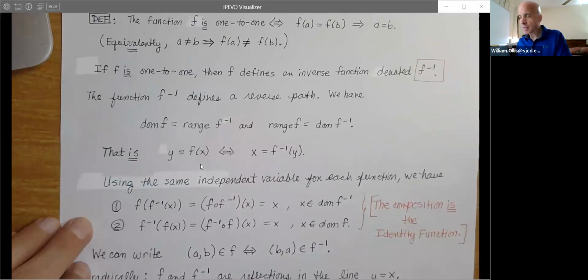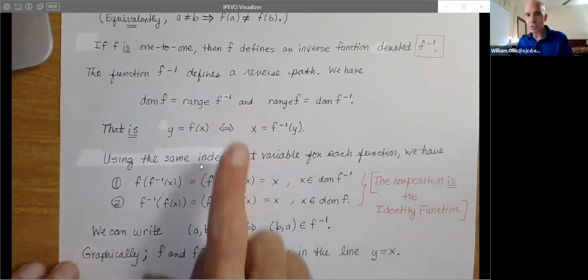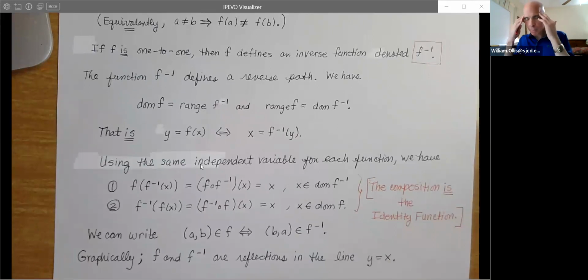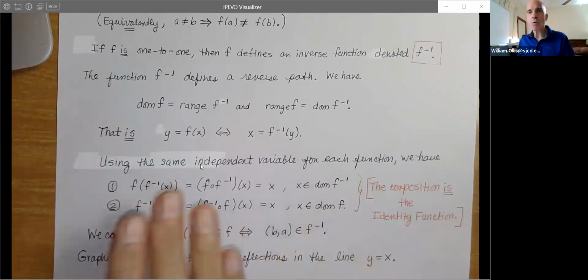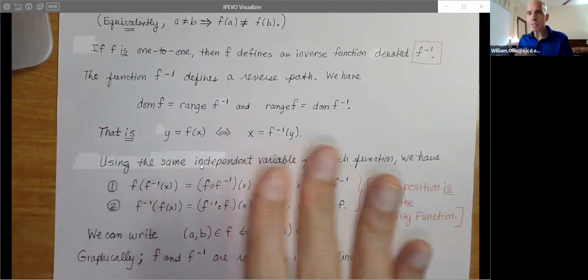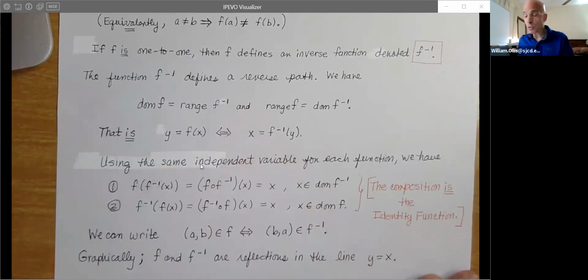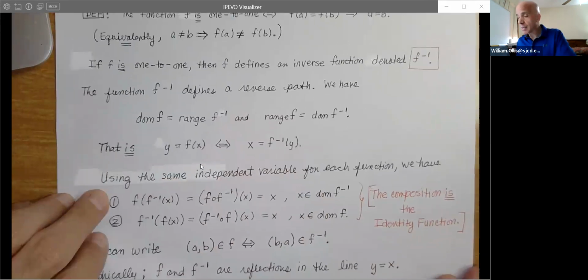So let's look at an example. All of these ideas right here, put on a note card, put them in your memory bank. We will use these over and over. This basically characterizes the inverse function and what we want to try to do. So let's look at an example.